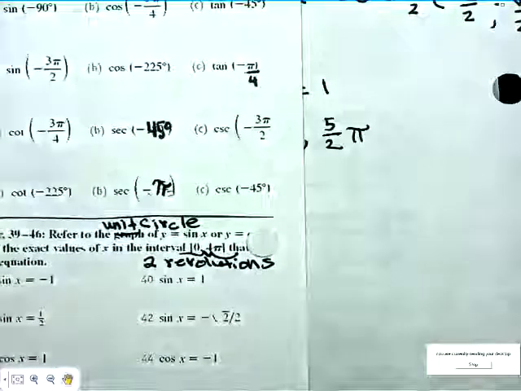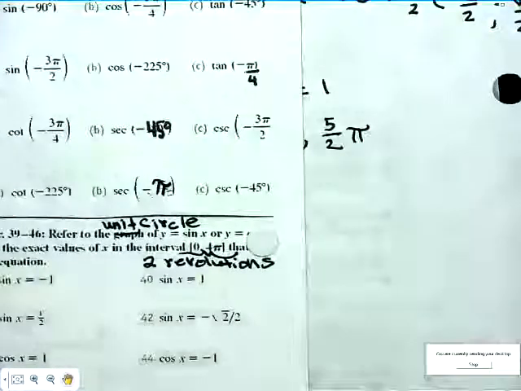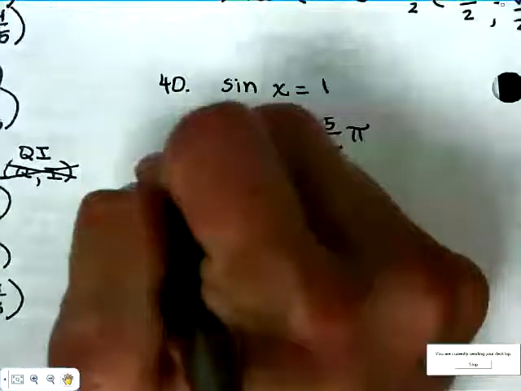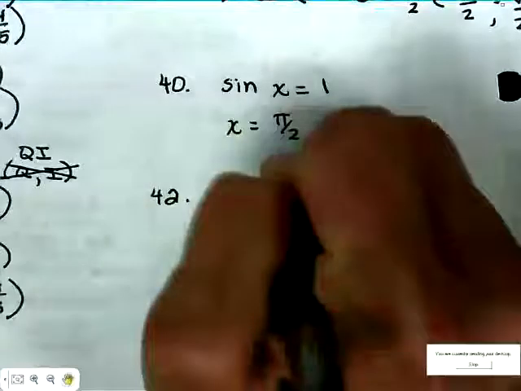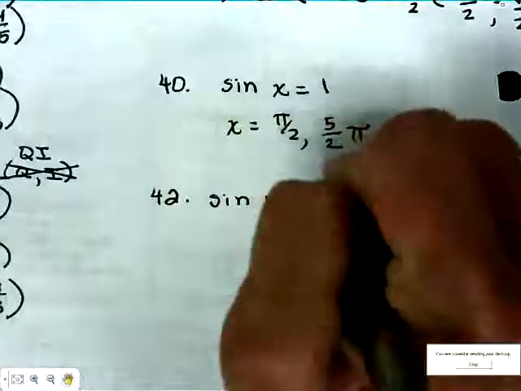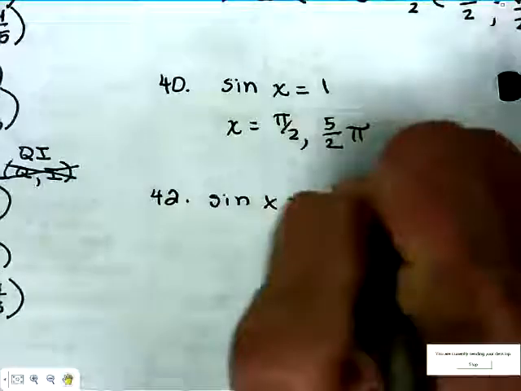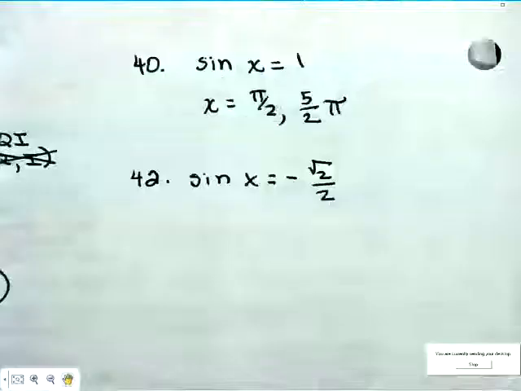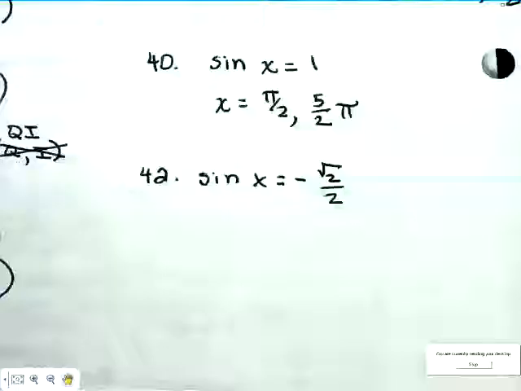Last one, what about number 42? We're looking for where sine x is negative square root of 2 over 2. Is that going to happen at a multiple, or how can I ask it? I recognize that square root of 2 over 2. It happens at multiples of what? 45 degrees, or in radians, pi over 4s. So I know it's going to be some quarter pi.